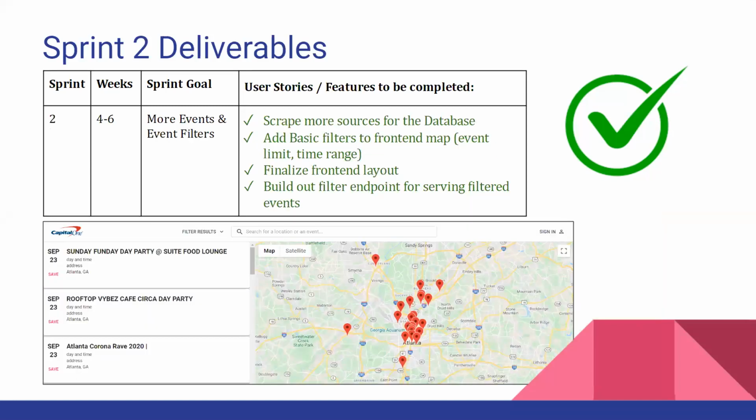At the end of Sprint 2, our app has begun to look a lot more like an actual web application. First of all, we added a new data source that we scraped in order to get more events. We also added some basic filtering to our map, which is the core functionality for our end-game app. We also finalized our front-end layout, as you can see a little sneak peek below. We also built out the filtering endpoint that the backend uses in order to serve filters to the front end to display.